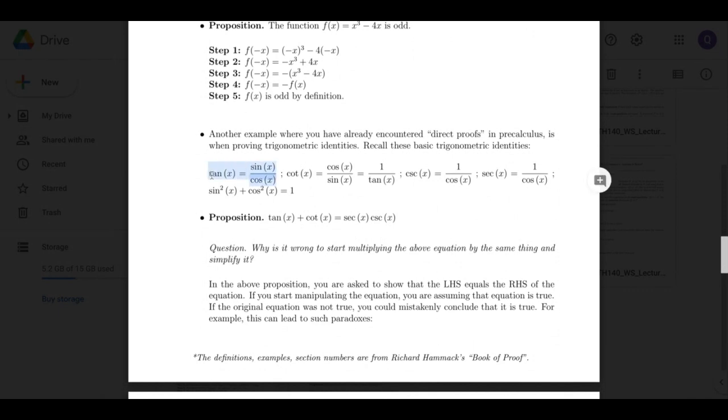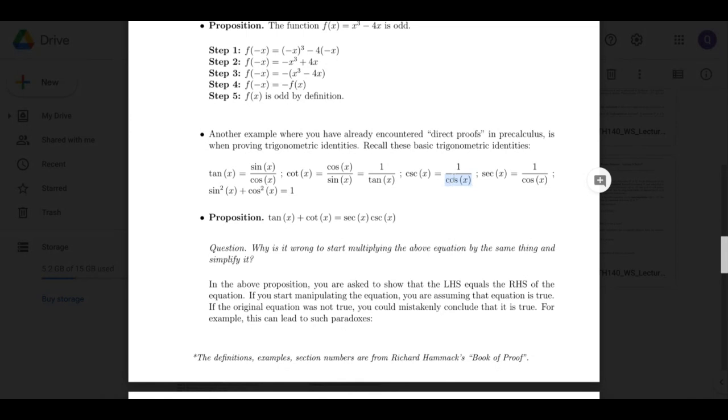Tangent x, by definition, equals sine x divided by cosine x. Cotangent x equals cosine x divided by sine x, or 1 over tangent x, right? Cotangent and tangent are inverses of each other. Cosecant x equals 1 over cosine, oh no, this is wrong. Cosecant is sine, this is a typo, so this is not cosine, this is sine. Cosecant x equals 1 over sine x, all right? Cosecant and sine are inverses of each other.